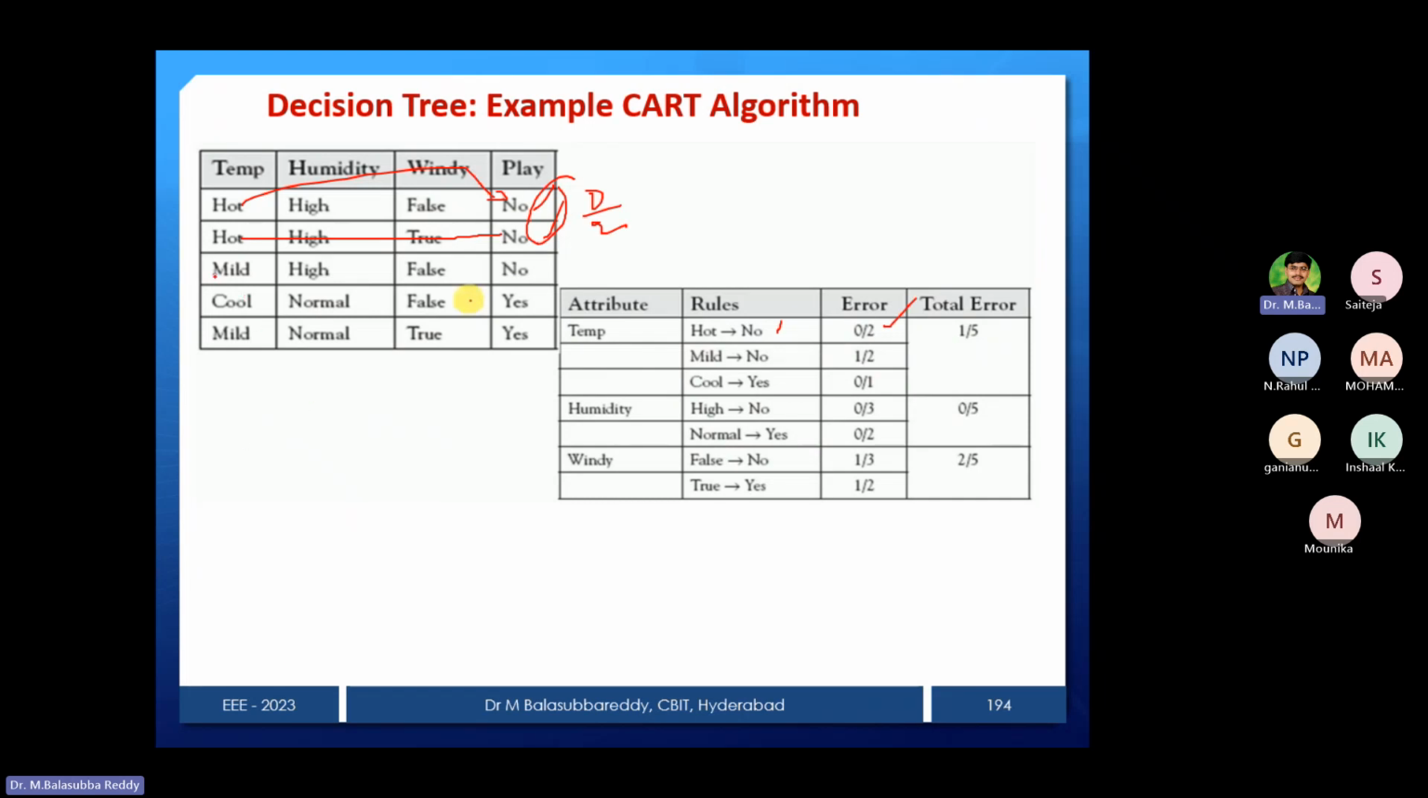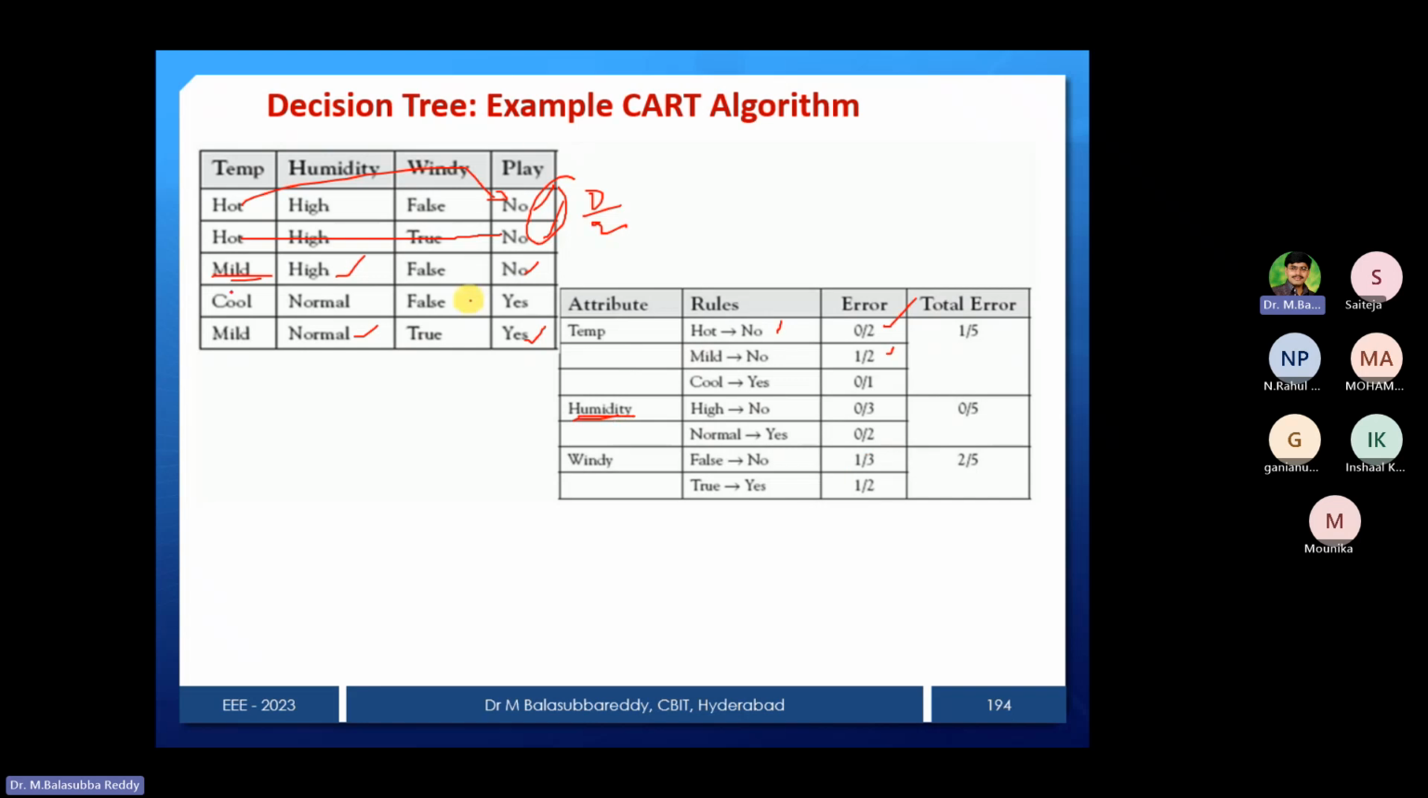Similarly, you come to mild. Mild, two things are there. High, one no. And mild normal, one yes. So you can take any one for mild. Mild no, if I take, 1 by 2 we will get. Or mild yes, you can take also 1 by 2 because only 2 is there. One is correctly predicted, another one is incorrectly predicted. In that case, then similarly, you take humidity.